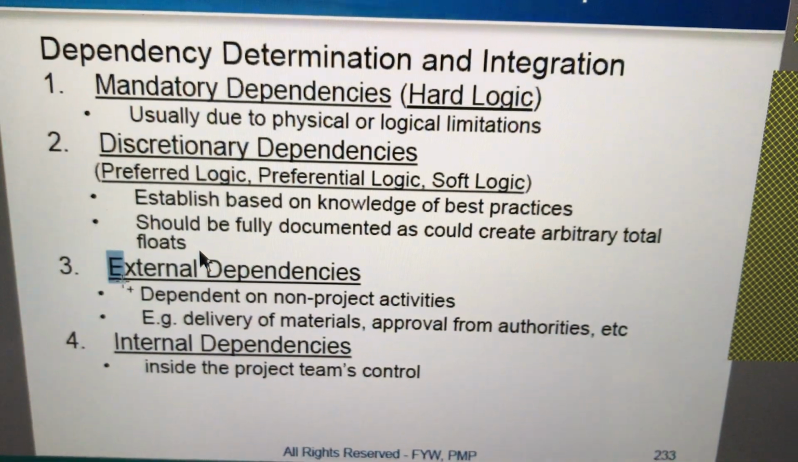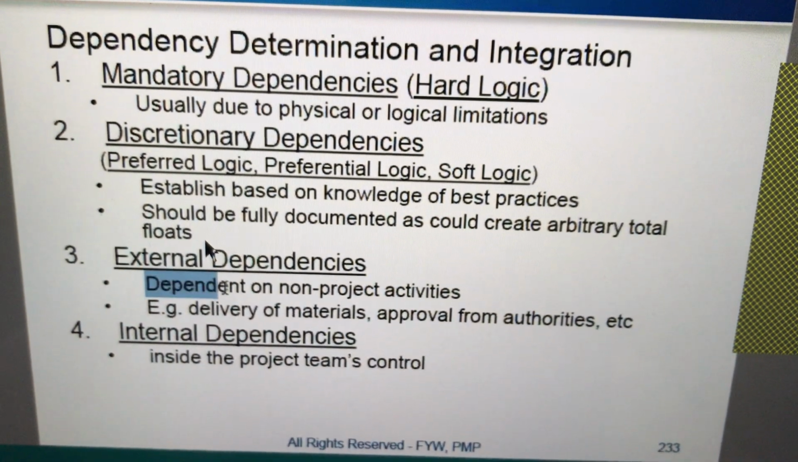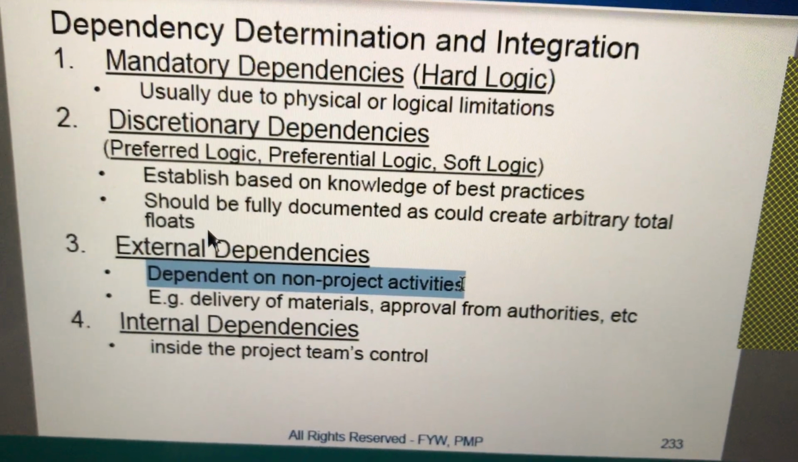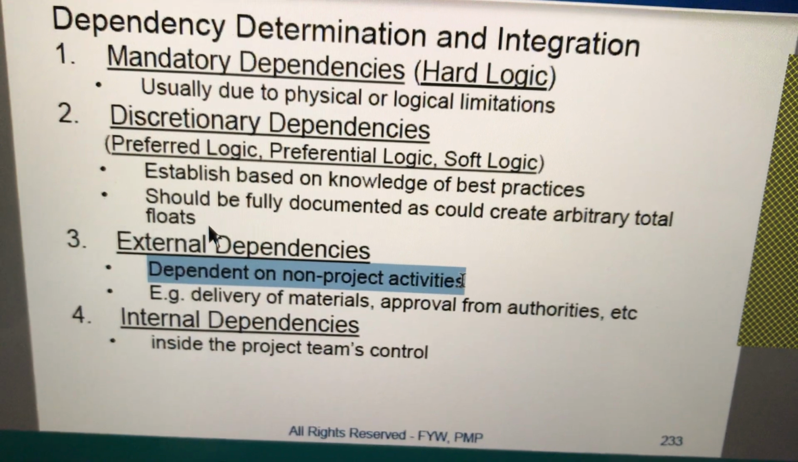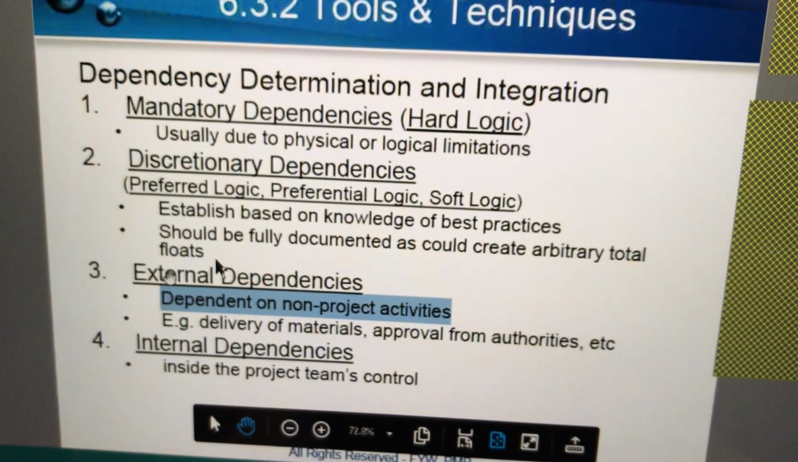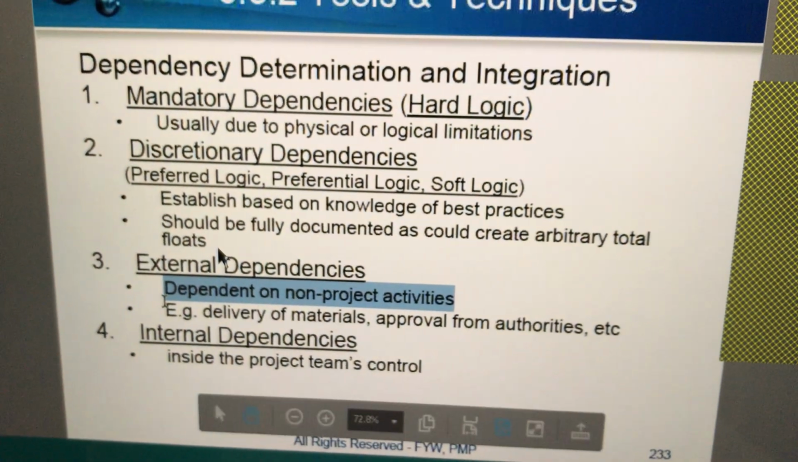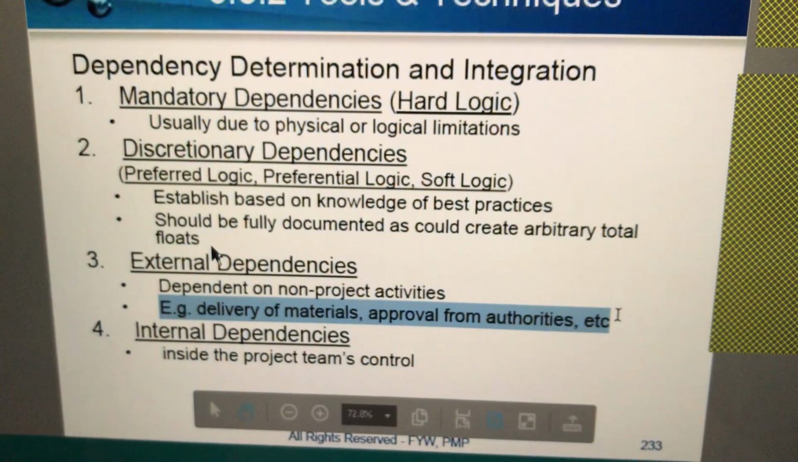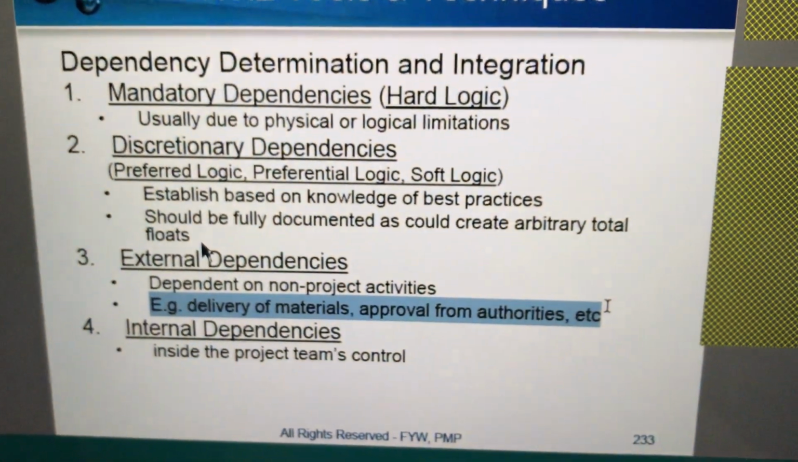External dependency depends on non-project activities. If you are ordering a server, you are at the mercy of the vendor. The vendor will say, I'll deliver to you in 30 days. What if he or she didn't deliver in 30 days? So you are depending on someone external to the project for your work to proceed, right? You can't do your installation work till the server comes up.